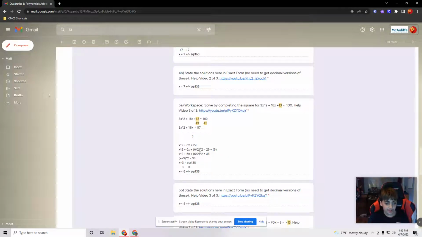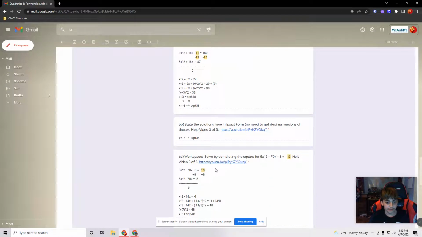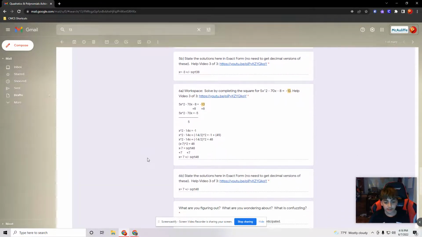Then we do the thing, the x coefficient divided by 2 squared. That's just 9, so add 9 to both sides. Then we got x squared and 3 squared, mash that together. x plus 3 all squared equals 38. Get rid of the square. It's x plus 3 equals square root of 38. Minus 3 from both sides. It's x equals negative 3 positive or negative square root of 38. And that's how you do that.